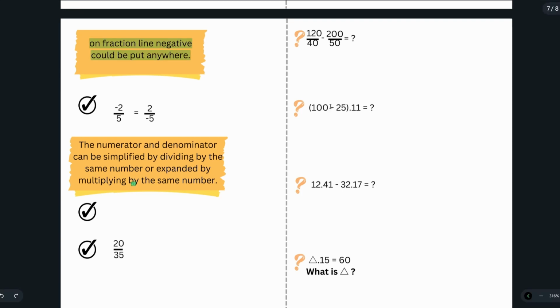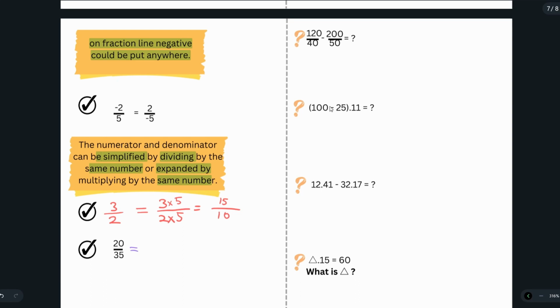The numerator and the denominator can be simplified by dividing by the same number, or expanded by multiplying by the same number, right? There should be 3 over 2 here. Let's just add 3 over 2. And so if you want to expand them, you can just multiply both sides by any same number. Let's pick 5. 3 times 5, 15. 2 times 5 is 10. So 15 over 10 is the same thing as 3 over 2.